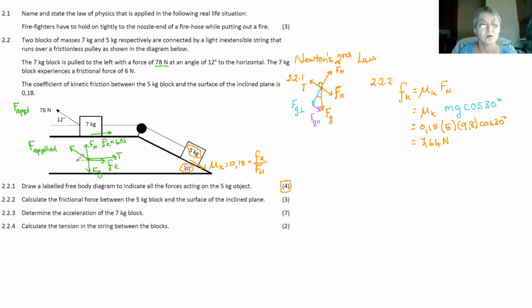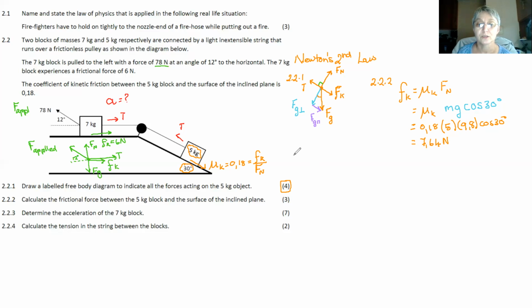That makes an angle of 12 degrees to the horizontal. Now, there are two unknowns in this situation. The acceleration is unknown, and the tension in the string here is also unknown. If you have two objects, you would usually have two unknowns, so you would need to set up two equations using Newton's second law.